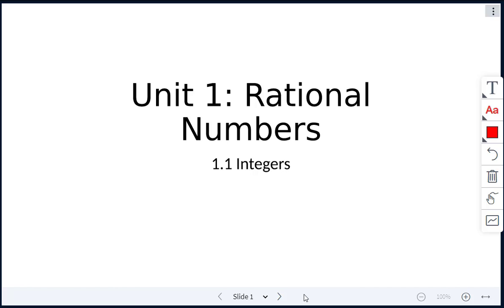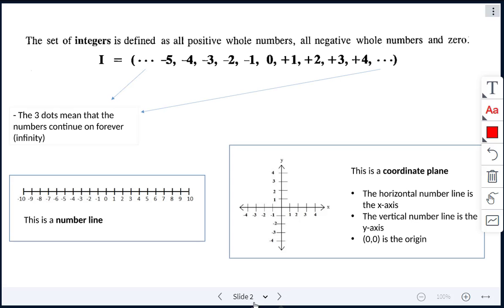So 1.1 for integers. Here we're looking at what is a set of integers. A set of integers is defined as all the positive whole numbers that we see here on the right-hand side, all our negative whole numbers that we see on the left-hand side of 0, and integers also include 0.